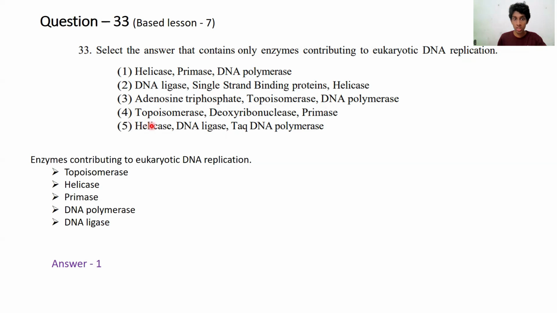Fifth one, helicase, DNA ligase, both are enzymes. That DNA polymerase is an enzyme, but it is not used in eukaryotic DNA replication. It is used in prokaryotic DNA replication, especially in the bacterium called Thermus aquaticus. So therefore, the correct answer is the first one.